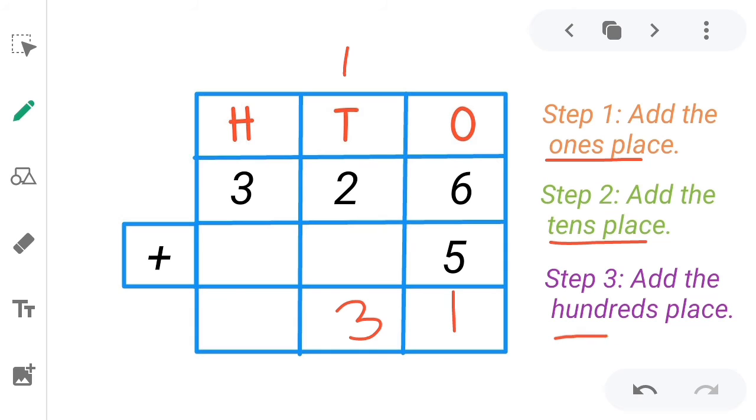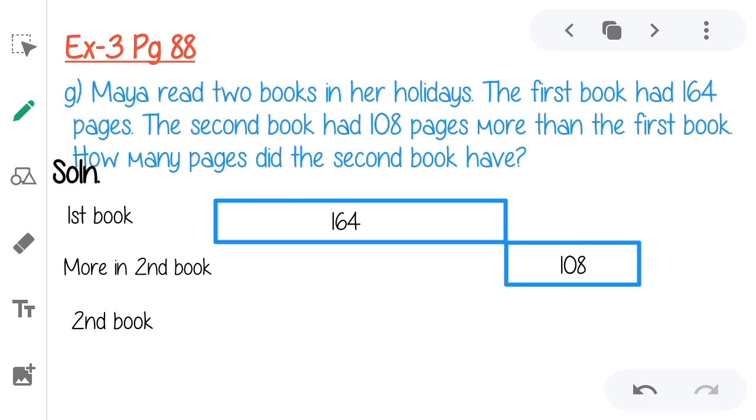Now the third step, that is add the hundreds place. So in hundreds place we have only 3 and we do not have to add any other number in this. So we will write 3 here. So the answer will be 331. Now let us solve one story sum related to this.